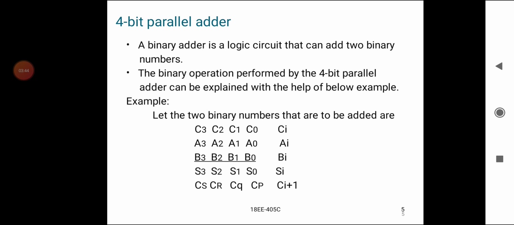Similarly, A1, B1, C1 will give sum S1 and C2. The carries C(i+1) give C1, C2, C3, C4. So if you add A2, B2, C2, we get S2. A3, B3, C3 will give S3 and C4.